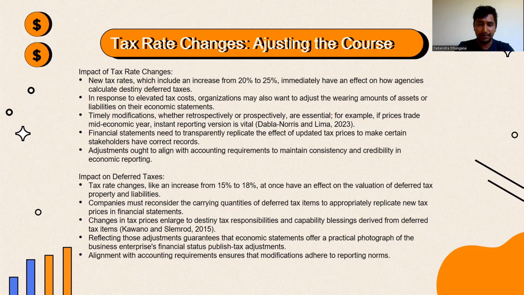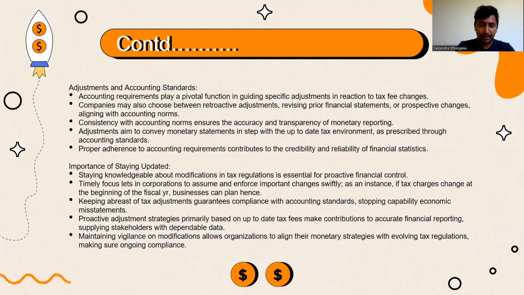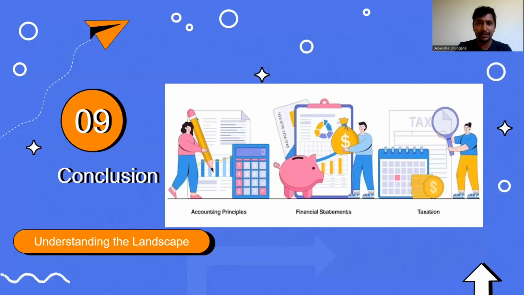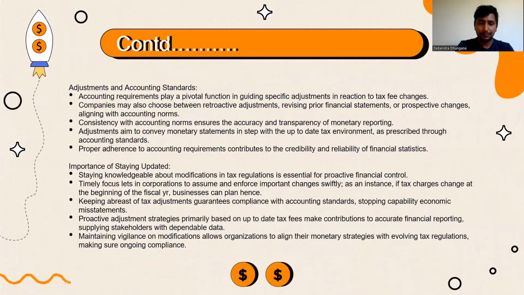Tax rate changes and deferred taxes. Significance: recent tax rate adjustments impact financial statements. Companies must recalibrate deferred taxes to accurately reflect their post-tax adjustment status. Accounting standards: adhering to the accounting standards ensures consistency, credibility, transparency, and alignment with norms, guiding companies through tax complexities.